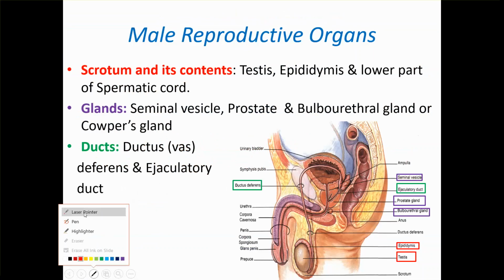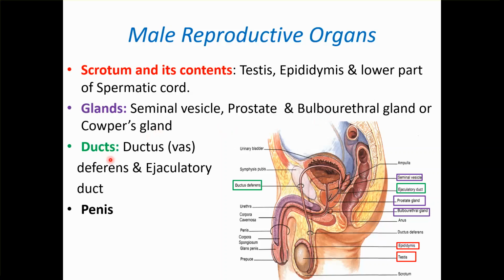The male reproductive organs are the scrotum, within whose contents are the testis, as you can see here, the epididymis and the lower part of the spermatic cord. Then you have glands, which are the seminal vesicle, a highly coiled structure, and the prostate. There are two seminal vesicles, one prostate and two bulbourethral glands, also called the Cowper's gland. So there are three glands: seminal vesicle, prostate and bulbourethral gland.